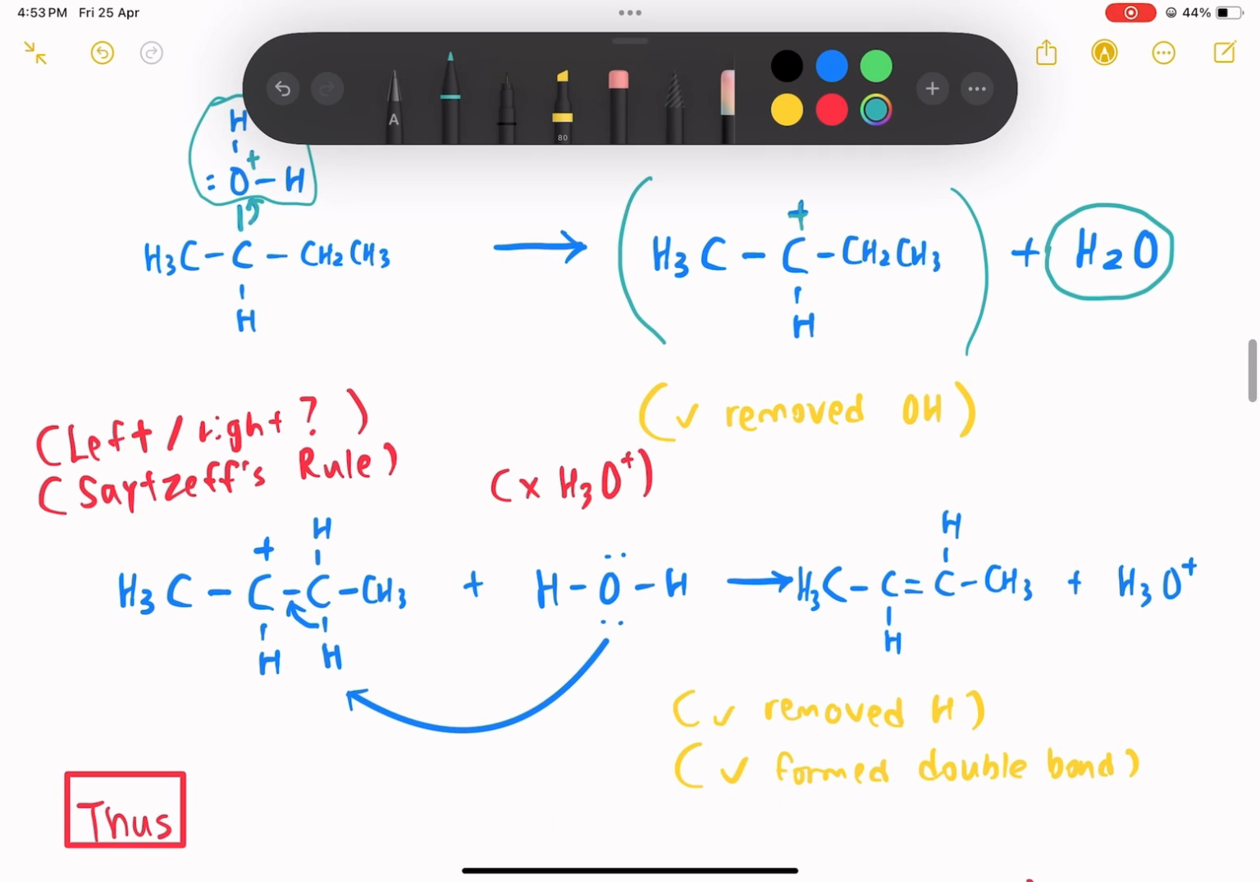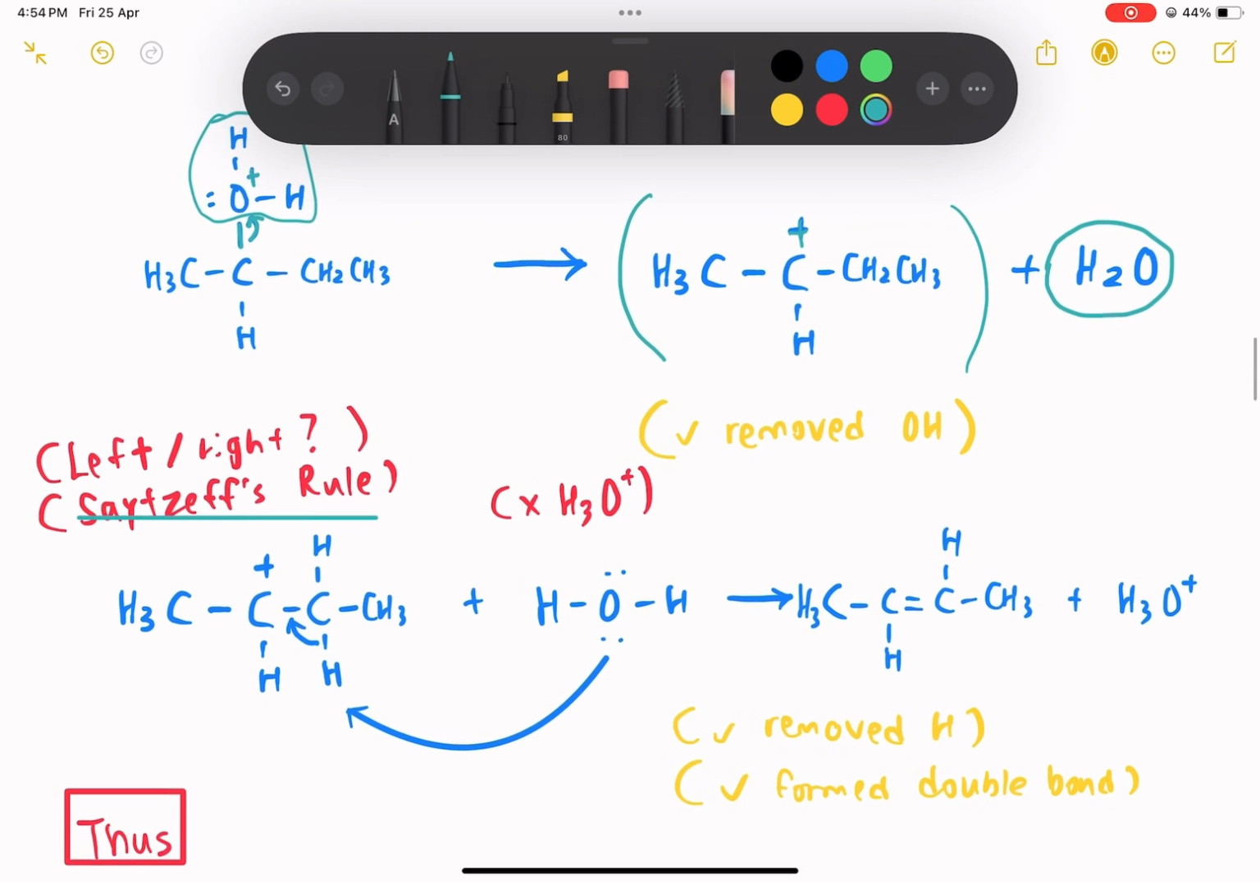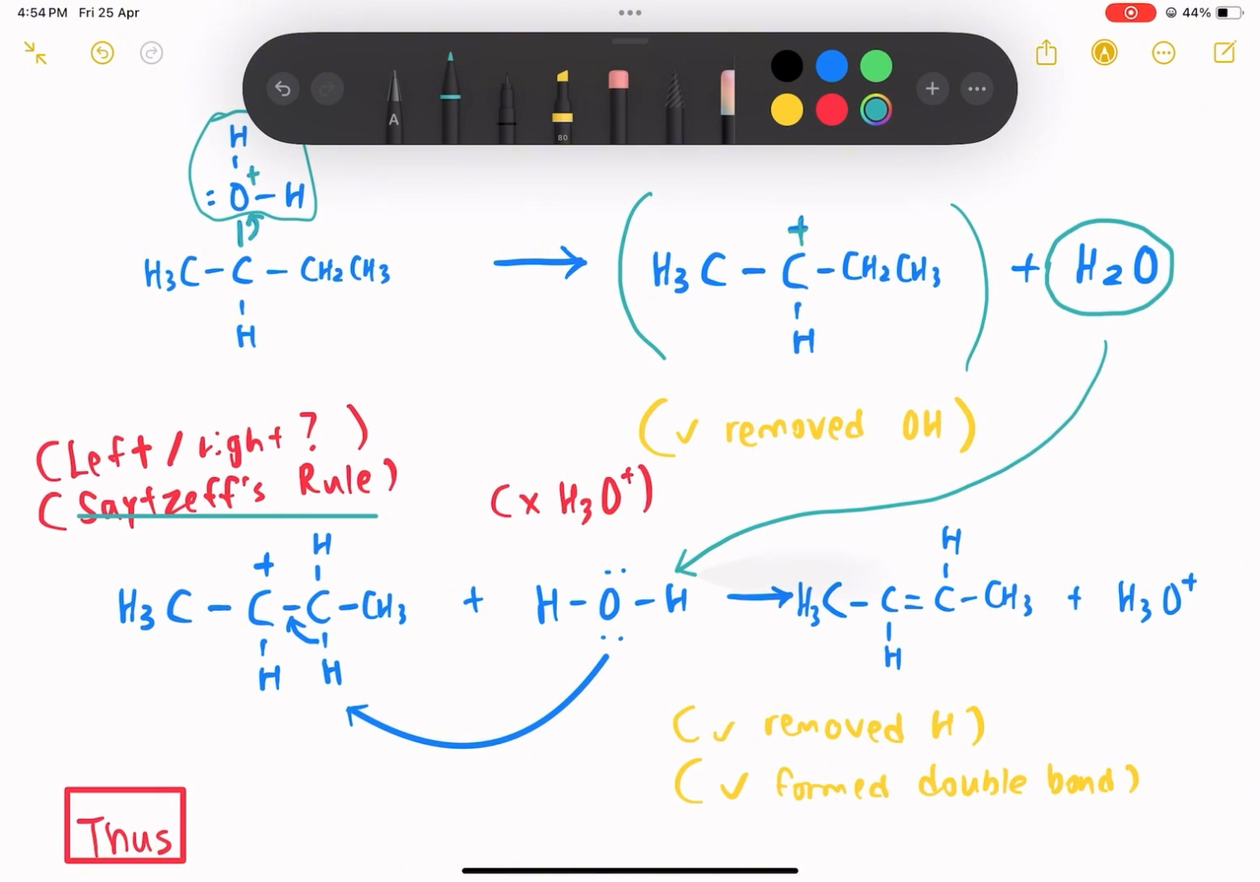And we know that if we have carbocation, we must remember about Saytzeff's rule to form double bond. Saytzeff's rule can only be applied when there is carbocation. Okay? So this one is still positive. It still needs to undergo the reaction again with the help of H2O. H2O comes from here. Okay?